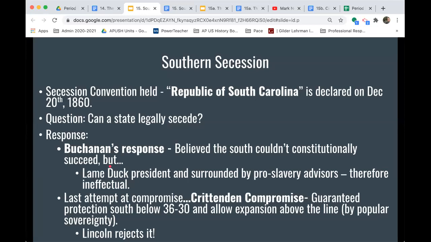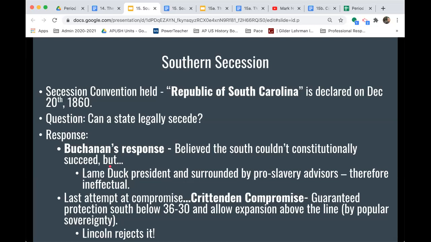He's a lame duck president, right? He's already half checked out. He knows he's not the next president. He's surrounded by pro-slave advisors, so he's incredibly ineffectual in solving this problem. His argument is quite simply that words should be able to stop South Carolina from leaving. And if words aren't enough, I'm not willing to do anything else extra.